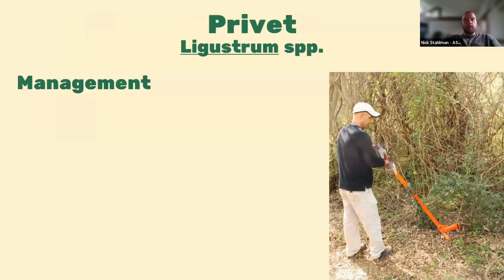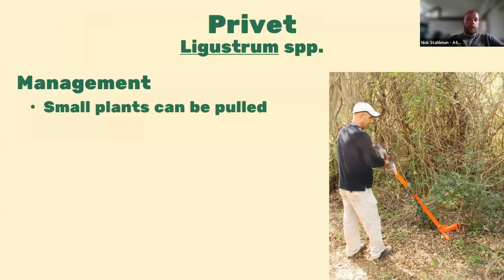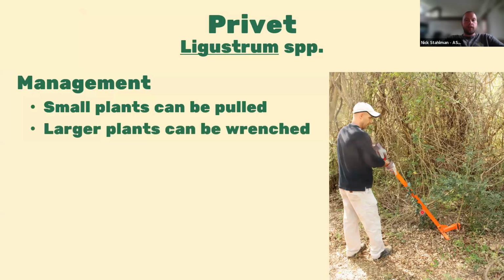So for management, if it's a small plant, just go ahead and pull that thing out. Larger plants, you can use these weed wrenches. If you've got some privet that you're trying to remove from your area, we do have some of these that we can loan out to members. So just reach out to me and I can put one aside for you. But this gives you the torque that you need to rip these tall, tree-size ones out. But you have to get all the roots. Anything left over, it is going to come back.